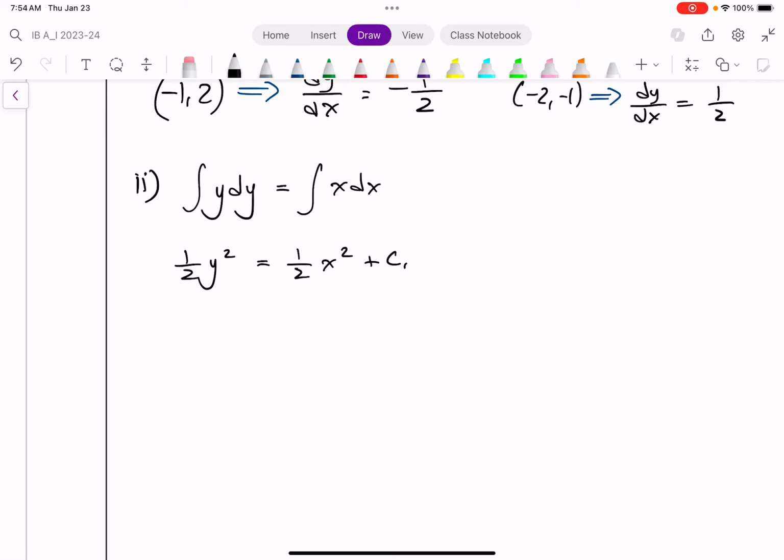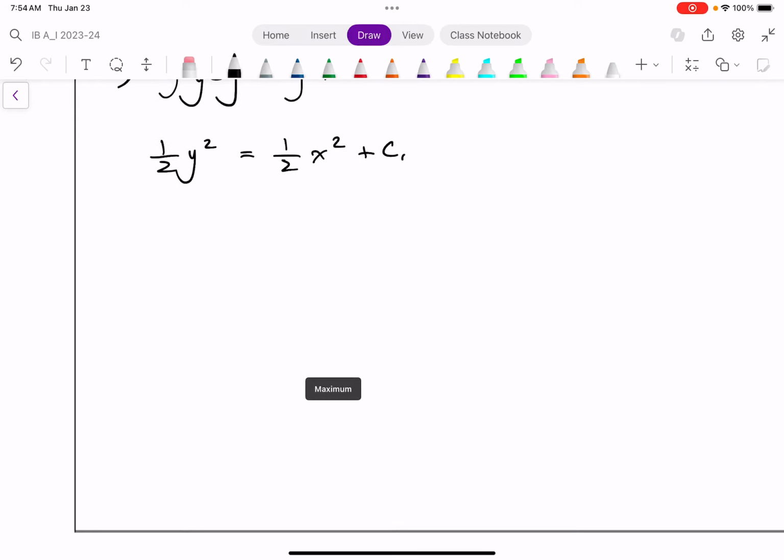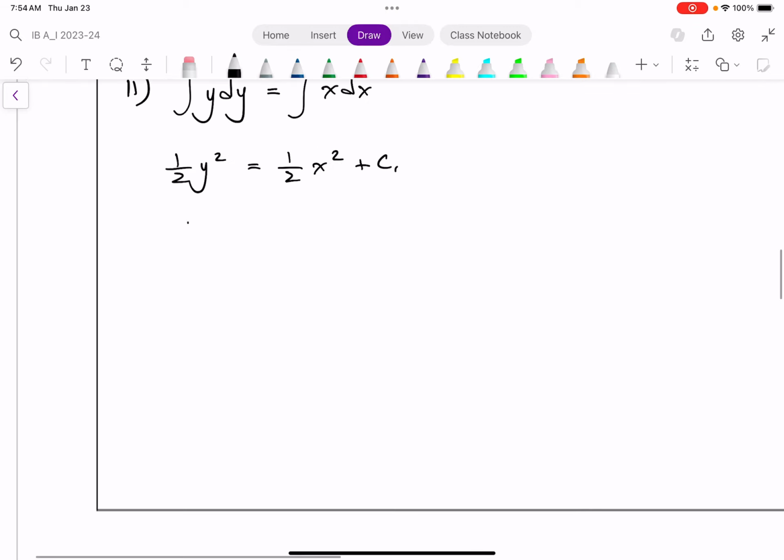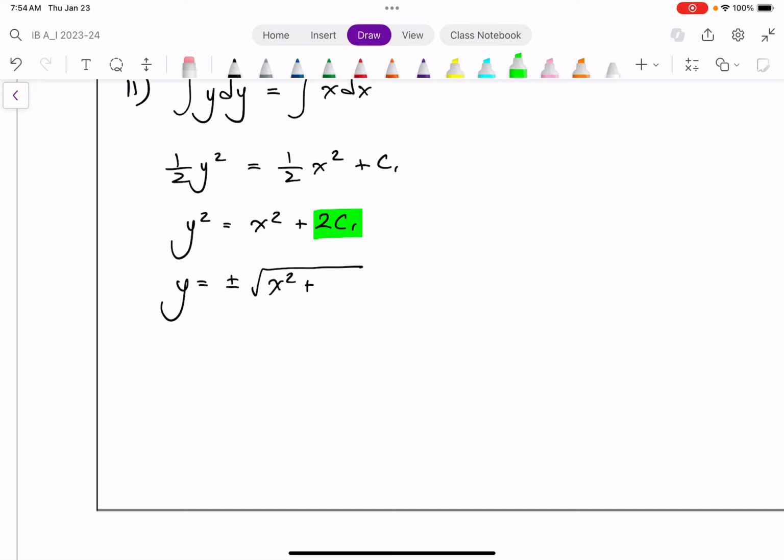I'll put those together and call that constant c1. I want to solve for y squared, so multiply everything by 2. I get y squared equals x squared plus 2c1. Square root both sides. I get y equals plus or minus the square root of x squared plus 2c1. And now I'll just replace this with a new constant, just c.